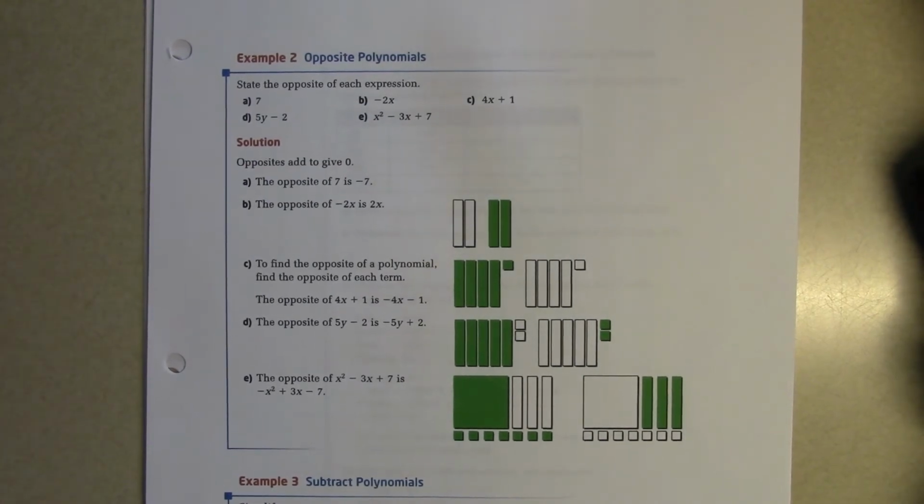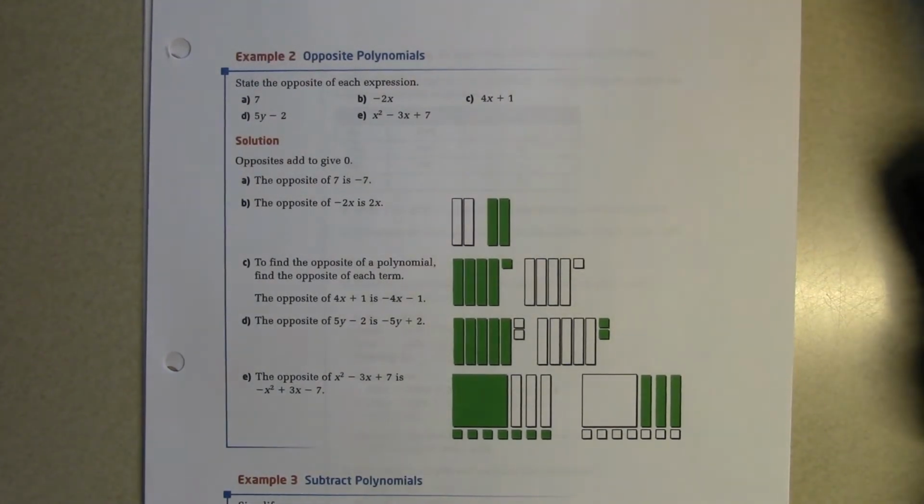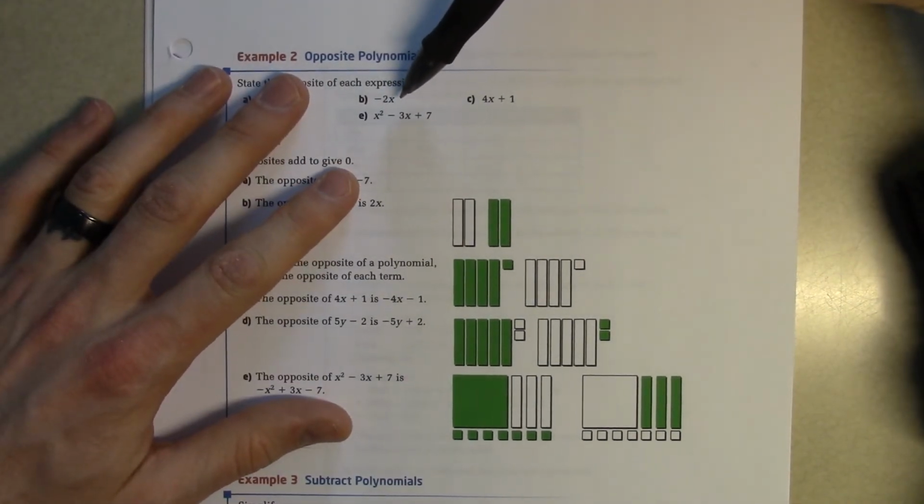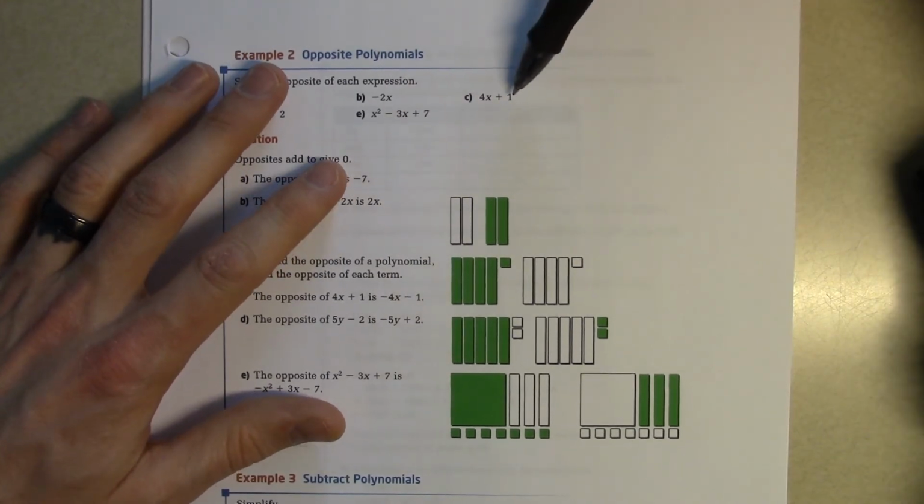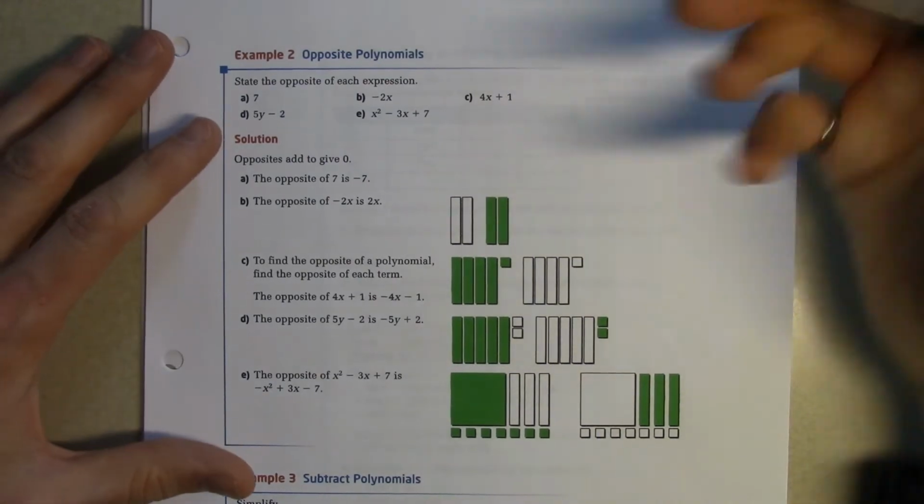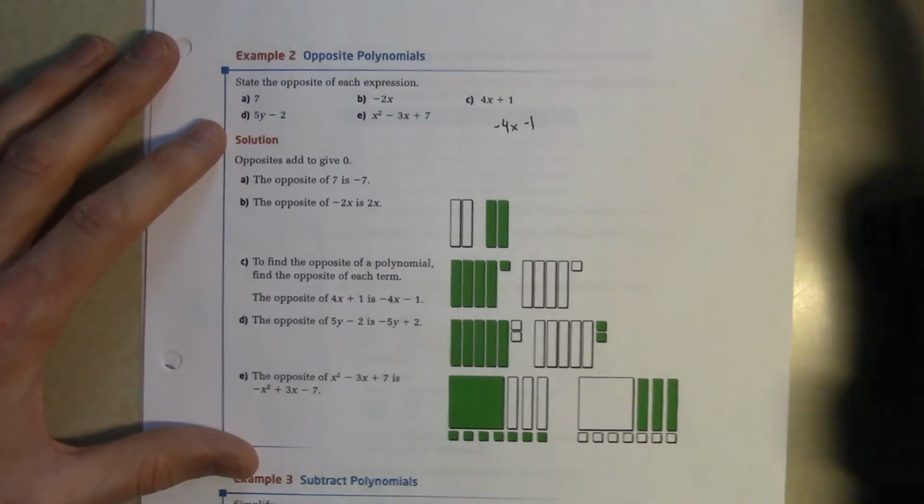So opposite in math, when we refer to opposite, we're referring to the sign. Max, A: 7, what's the opposite? Negative 7. Good. Negative 2x, what's the opposite? 2x. Right. 4x plus 1, Tim. The opposite of 4x plus 1 would be negative 4x minus 1.